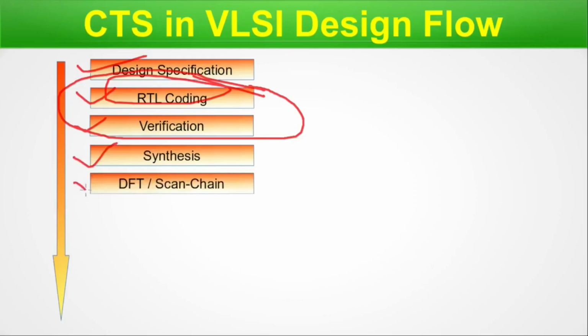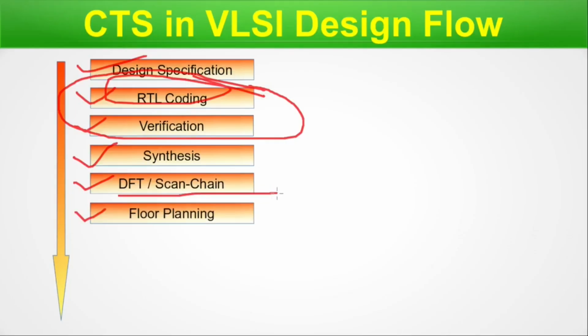Next comes the DFT and the scan chain insertion process. This is for the DFT verification of the chip, whether it is for the simulation or whether it is post-silicon. So this has to be finalized here in the DFT step. Next comes our floor planning. Up to this point, we are in the front end part. And from the floor planning, we are entering into the backend.